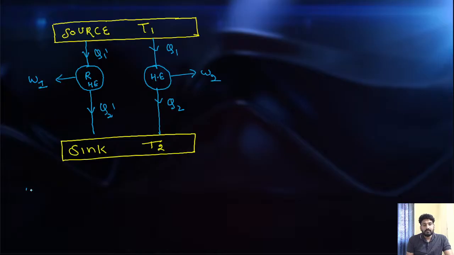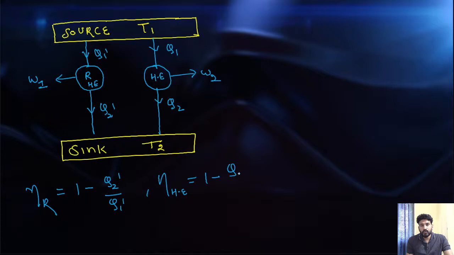Okay, very simple. I can write the efficiency of the reversible engine as 1 minus Q2 dash divided by Q1 dash. If you have any problem at any point of time, just tell me, okay? And the efficiency of this heat exchange is equal to 1 minus Q2 divided by Q1, right? So this is any heat exchange. It can be reversible or it can be irreversible. This is the irreversible, and this is the reversible.